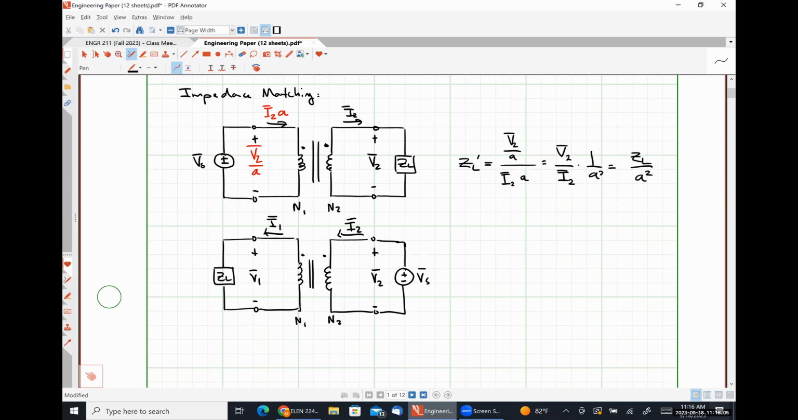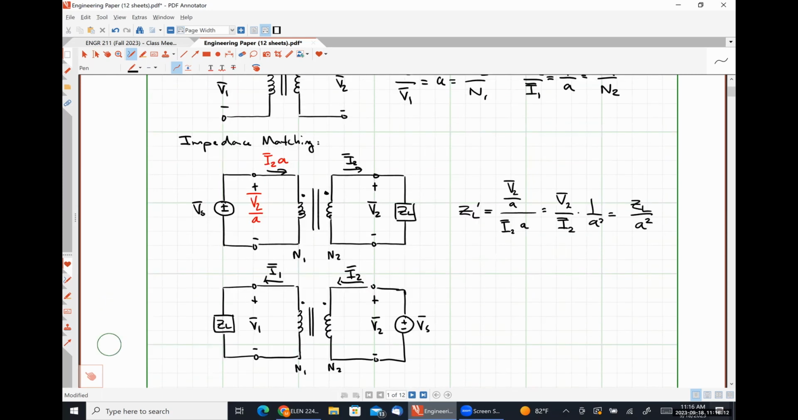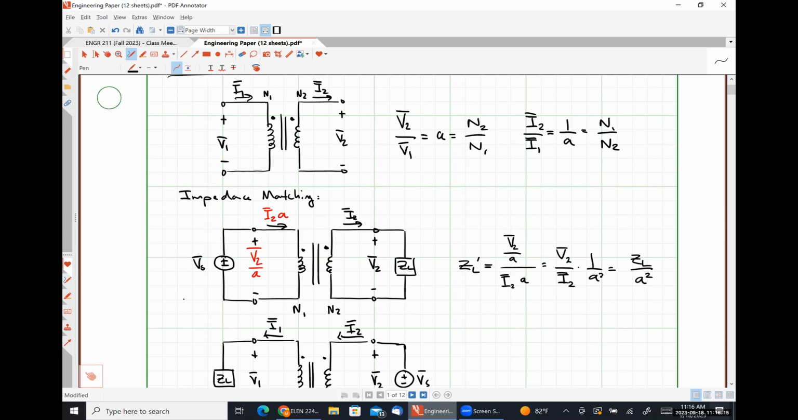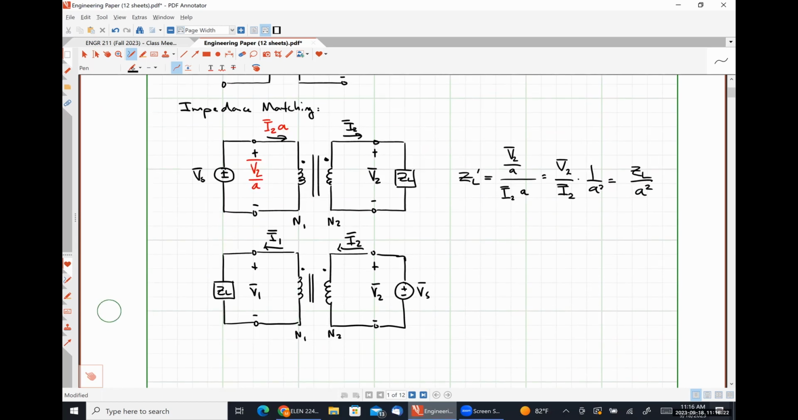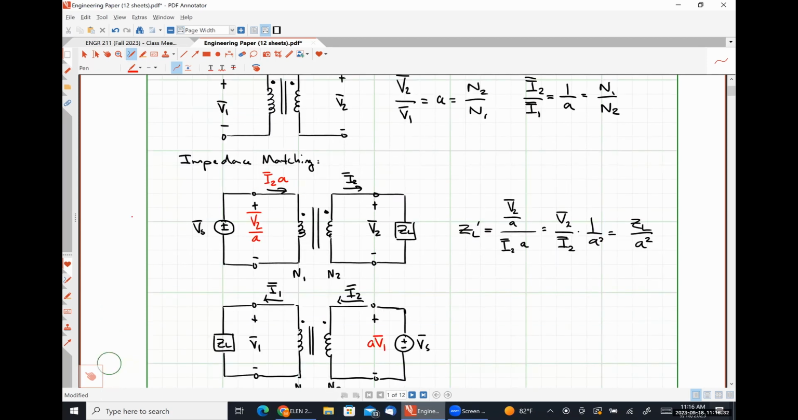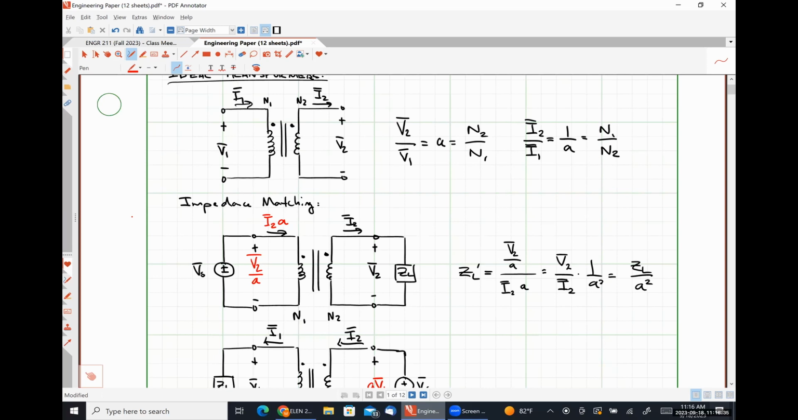All right, so how can I express this voltage V2 in terms of V1? Let's scroll up to our relationship. So V2 is just A times V1, right? How do I express I2 in terms of I1? Well, it looks to me like I2 is just going to be I1 over A.